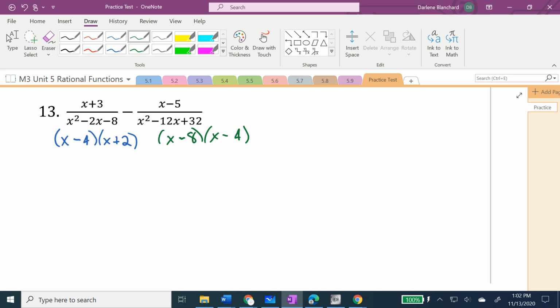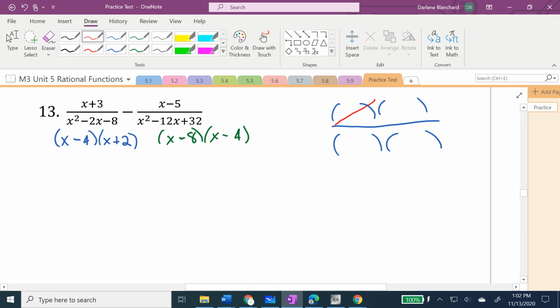There are going to be a lot of fine details where I know people make mistakes that I'm going to comment on as we go along. One of them, probably the biggest one, is: when are you allowed to cancel? You can only cancel when you have multiplication, and you can only cancel things that are multiplying by everything else in the numerator, and also things that are multiplying by everything else in the denominator. It has to be multiplication only.